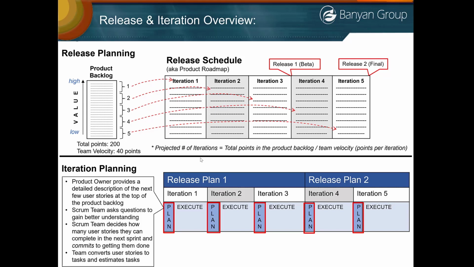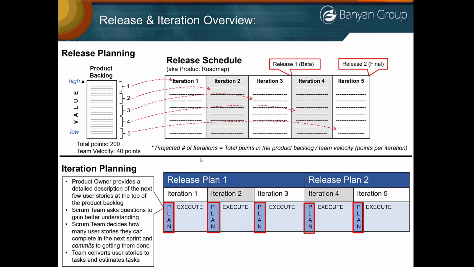So when the team gets into that iteration planning meeting, the product owner describes the work, the team commits to the user stories, and then breaks those user stories down into tasks. And then the team estimates the tasks based on absolute time. They use hour estimates on the tasks at this point.